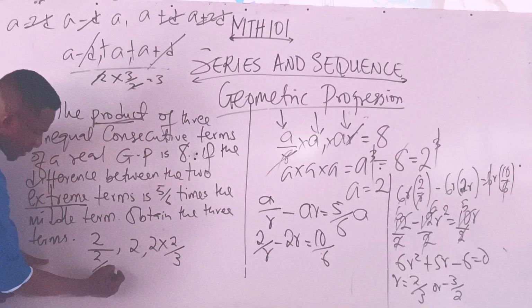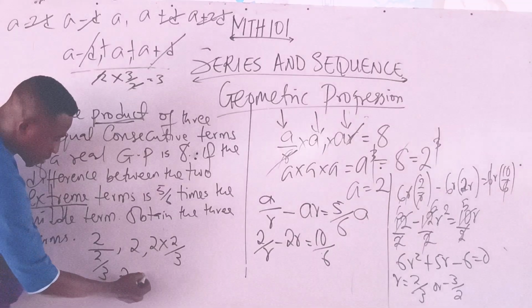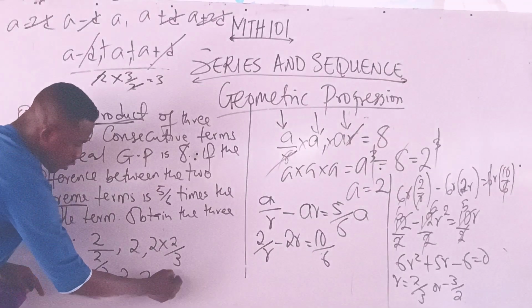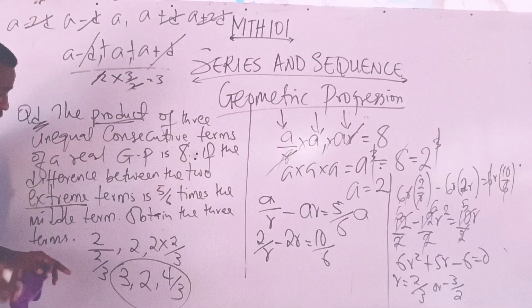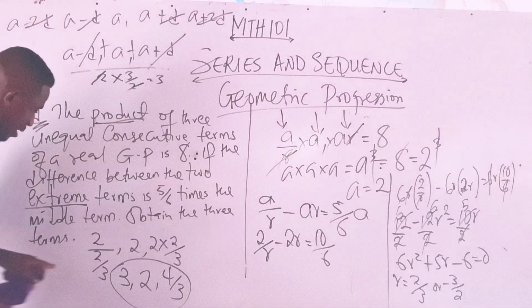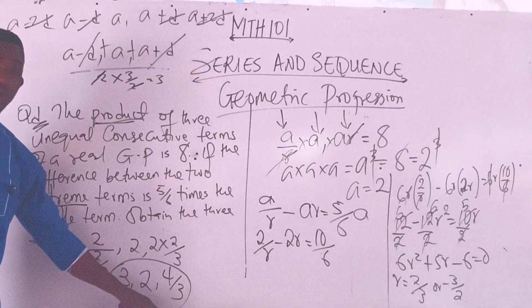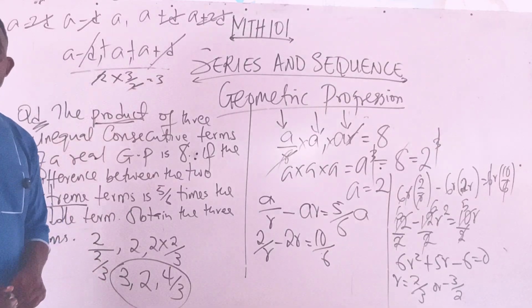So we now say 3 comma what? 2 comma what? 4 over 3. These are the consecutive numbers. These are the 3 terms. Obtain the 3 terms: 3, 2, 4 over 3.